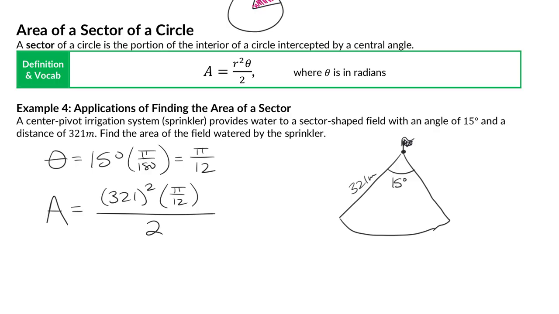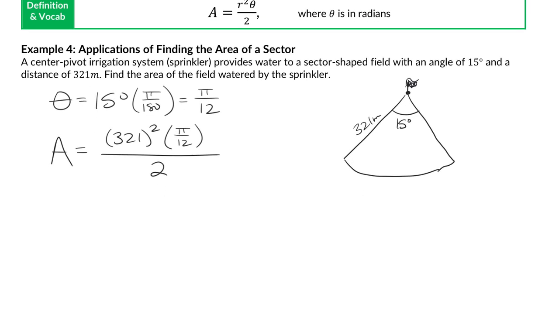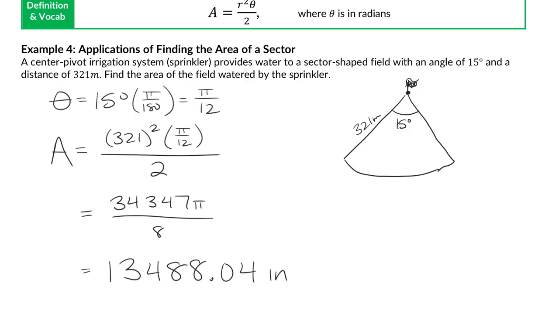I would like this one as an exact answer, which means in terms of pi with a fraction, and then as the decimal. So in our calculator, we do 321 squared times 1 over 12 divided by 2, so that we can leave it in terms of pi. For the exact answer, we should have gotten 34,347 pi over 8, which then in decimal form is 13,488.04 square inches.